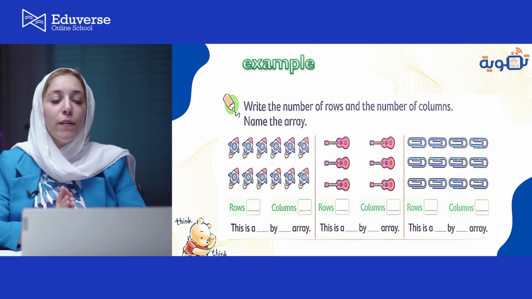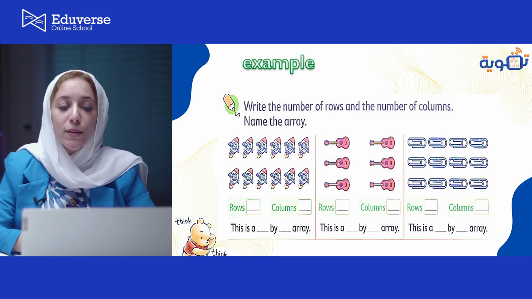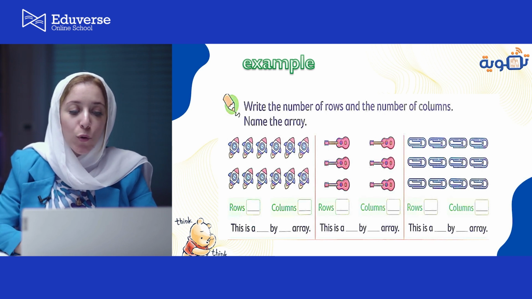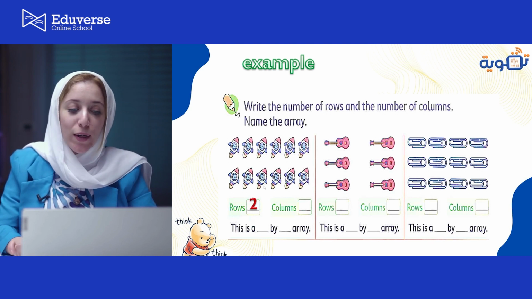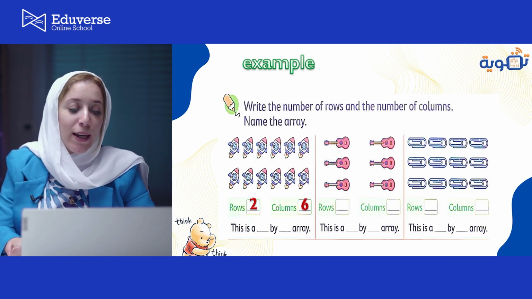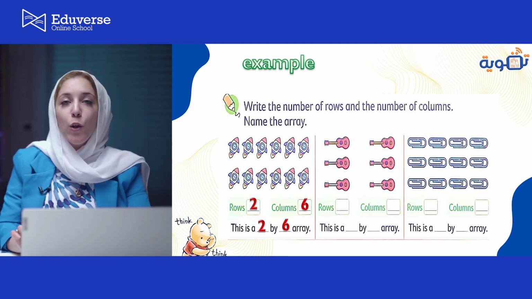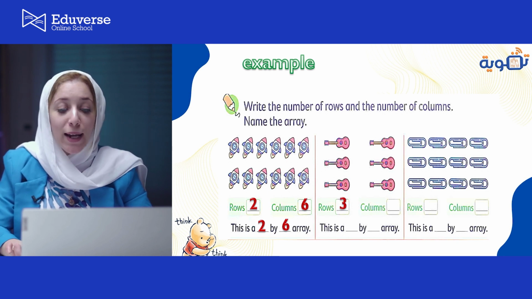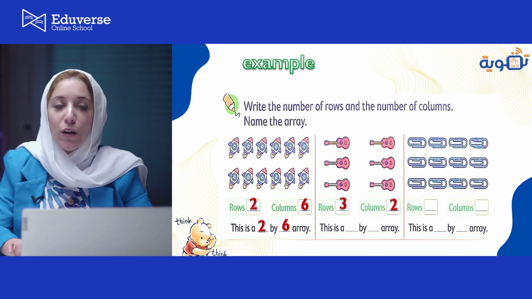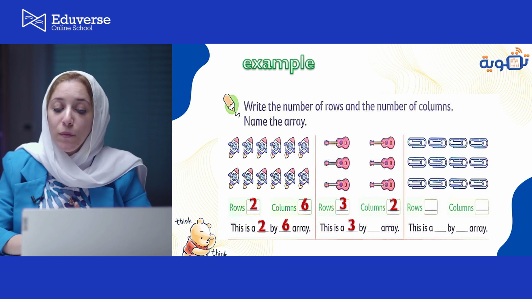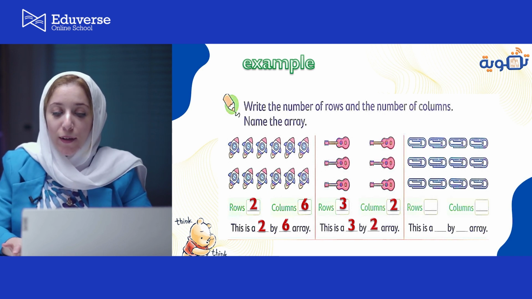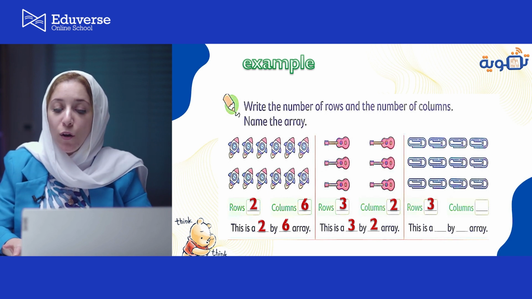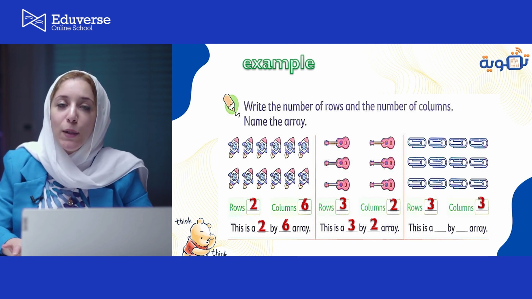The last examples: write the number of rows and the number of columns, and name the array. So how many rows in this array? Yes, very good. We have 2 rows and 6 columns. What's the name of this array? It's 2 by 6. Look at the second example. How many rows? Very good. We have 3 rows. And how many columns? Good job. We have 2 columns. So the name of this array is 3 by 2. The last example. How many rows? We have 3 rows. And how many columns? Good job. It's 3 also. So the name of this array is 3 by 3.